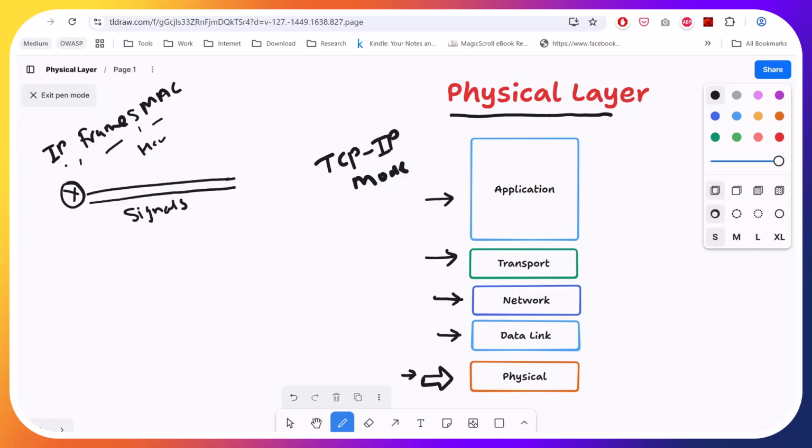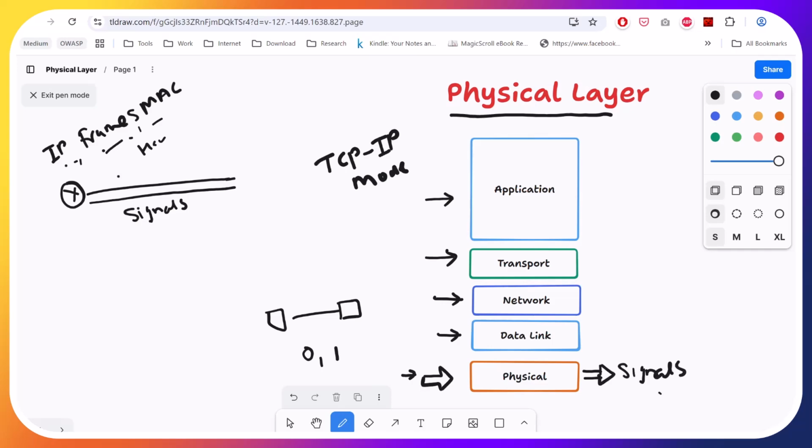The physical layer defines the raw 0s and 1s, the raw bits, and how those raw bits need to be physically transmitted from one device to another device. It deals with electricity, light, radio waves, timing, voltage, frequency, and it does not understand, as I said, frames, IP, MAC, port, VLAN. It doesn't understand anything of that. The physical layer only deals with signals.